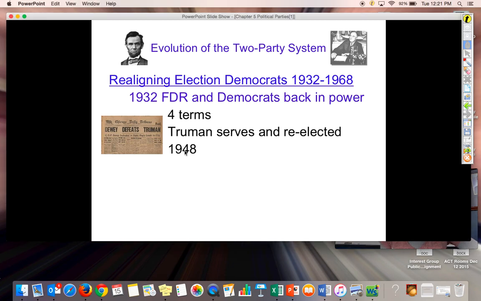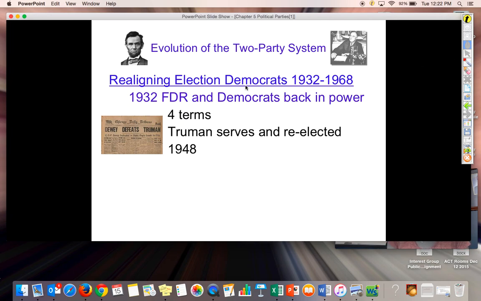So FDR is very unique in the fact that he served 4 terms. No president has ever served 4 terms from George Washington until this time. They went with precedent, which was 2 terms, and then you step down. But during this time, the Americans kept electing him.